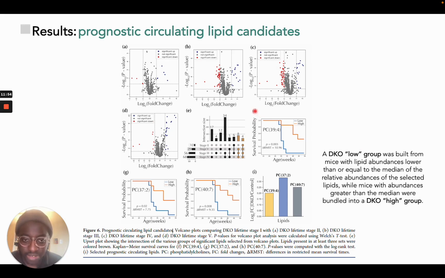And this is showing the Kaplan-Meier curve comparing the low group and the high group for each of these phosphatidylcholine species. Using the log-rank test, you can see the p-values are quite significant. And these are the prognostic circulating lipids that we presented in the paper. And in figure I, we're showing how that lipid compares between the DKO and the control. It is at higher levels in the DKO mice.